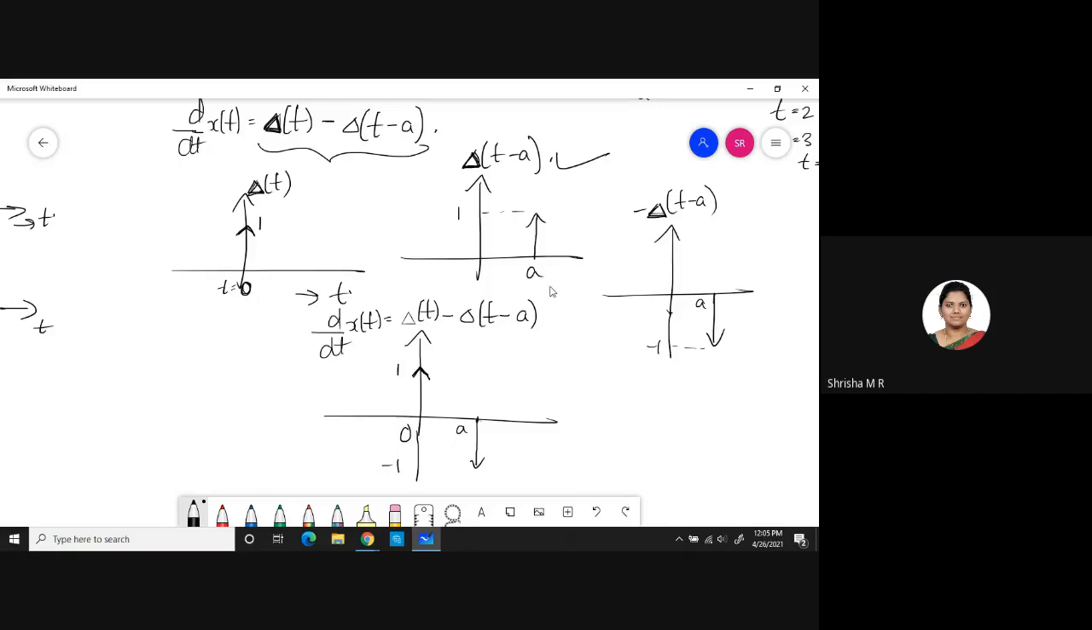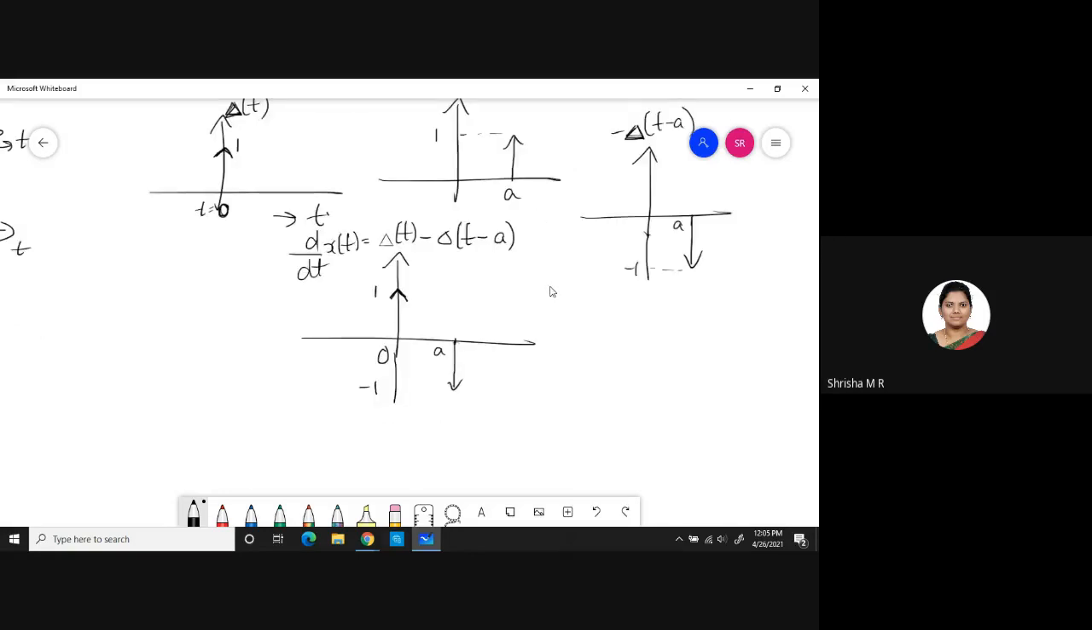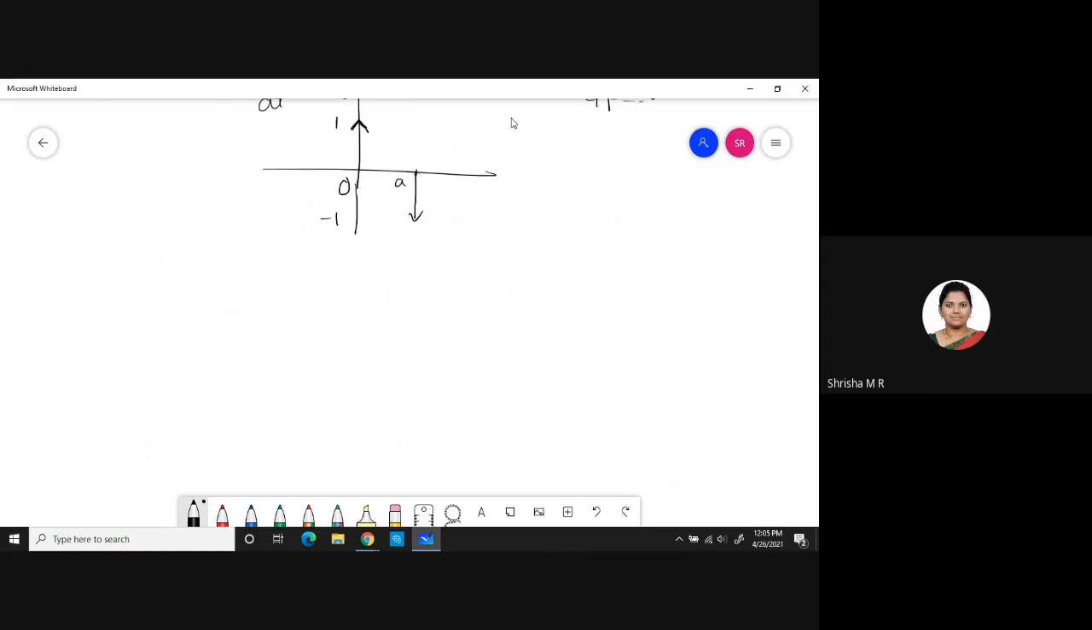Now we have to plot the derivative of y of t. What is our y of t? It is t into u of t minus u of t minus a. So how will you differentiate this, d by dt of y of t? You have two functions here. Use the product rule.